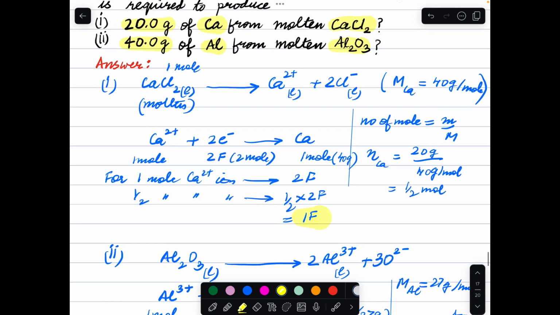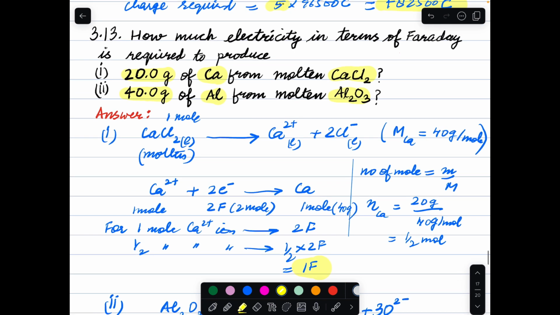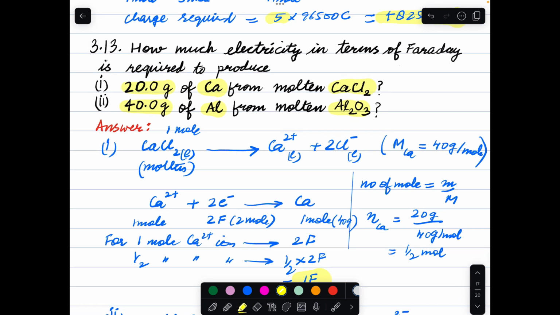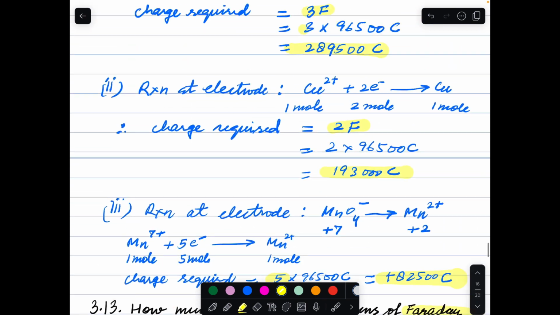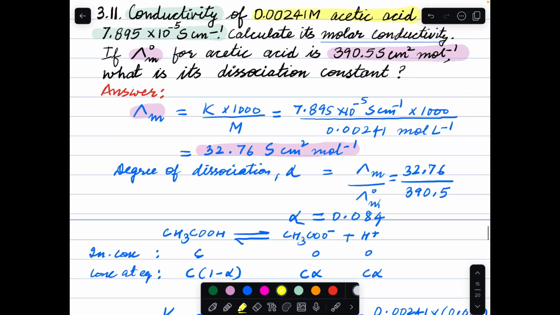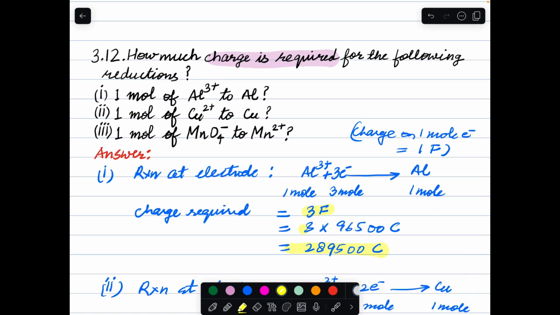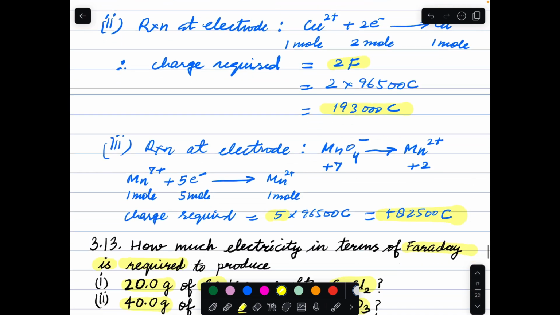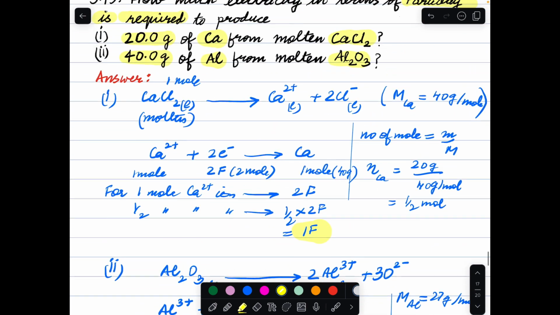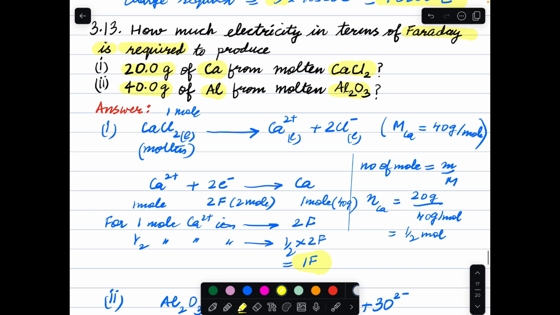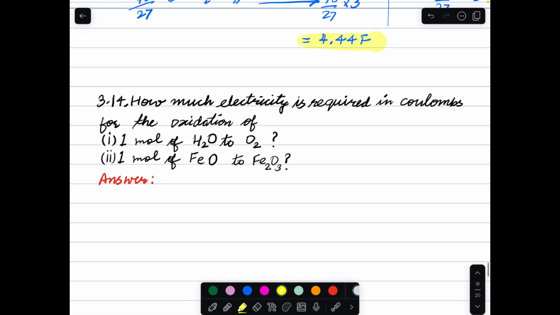Here we will not give the answer in terms of coulombs, because they are asking how much electricity in terms of Faraday is required. So we'll write the answer in Faraday. In the previous question, have a look, we were supposed to find the charge required, so we gave our answer in Faraday as well as in coulombs. But here specifically they are asking in Faraday, so we'll give the answer only in Faraday. This is your third question.